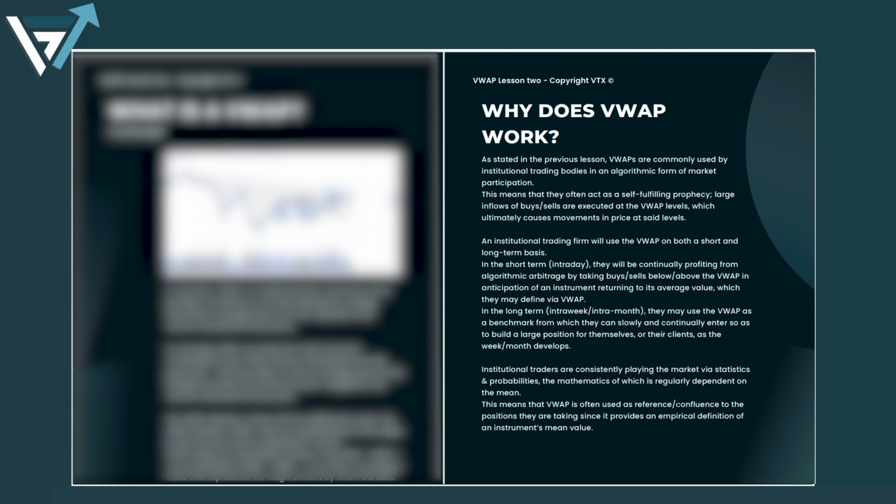These institutions are going to use the VWAP on both a short-term intraday and a long-term intra-month basis. On an intraday basis, they'll be continually profiting from algorithmic arbitrage. They'll be taking buys and sells above and below the VWAP in anticipation of the price reverting to its mean, its volume weighted average price. In the longer term, let's say intra-week or intra-month, these institutional bodies may use the VWAP as a benchmark from which they can build larger positions for themselves or for their clients as the week and month develops.